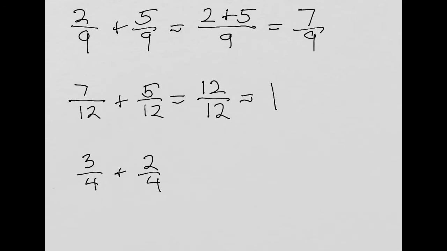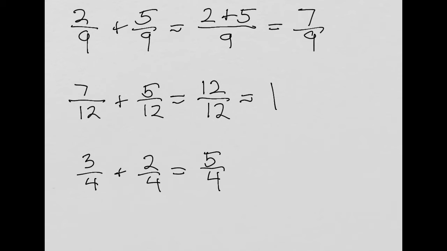In the third case, I have 3/4 plus 2/4. Well, that adds up to 5/4. At this point, we have what people call an improper fraction. However, there's nothing wrong with leaving your fraction in this form unless you're told specifically to make a mixed number.